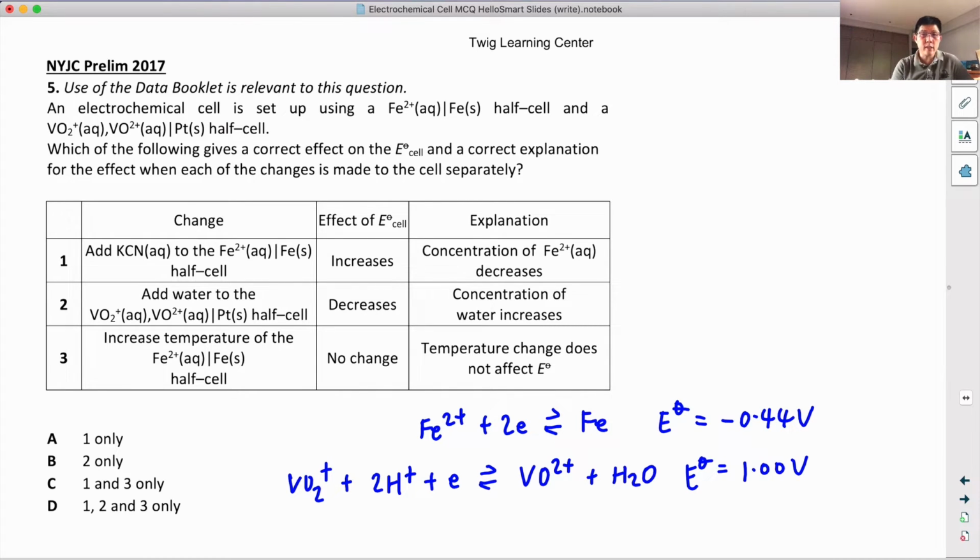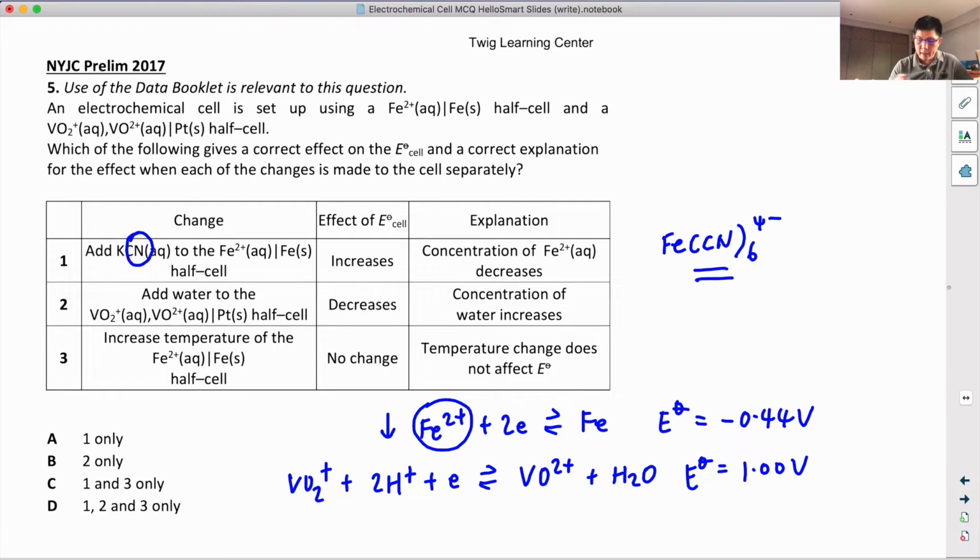If you add KCN to this half cell, essentially what it will form is this, and you must know that the CN minus is what I call a ligand, which you will learn under transition metal. It will bind to the Fe 2+ to form Fe(CN)6. The CN is minus, there is 2+, so this is going to be 4 minus. So when you add it, CN minus will bind to the Fe2+ to form this. So I can safely say that this value will decrease.